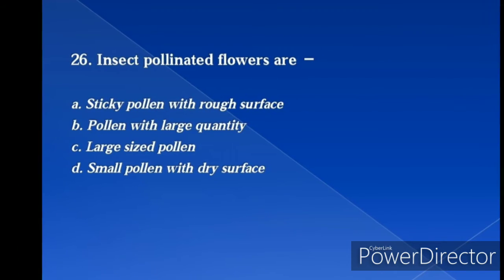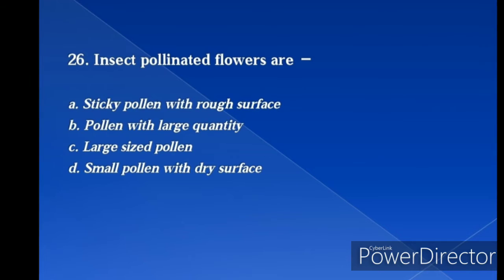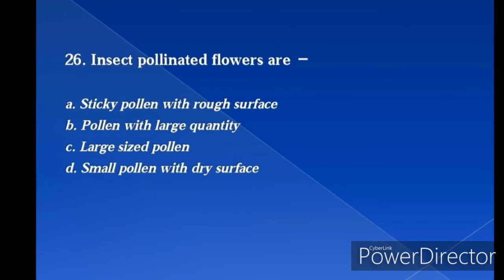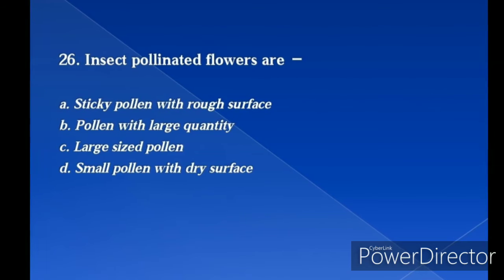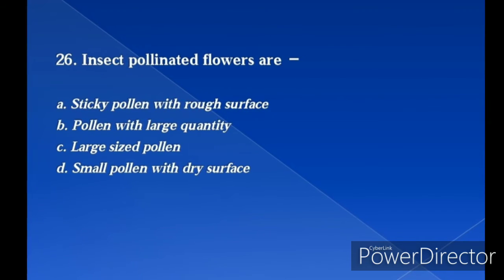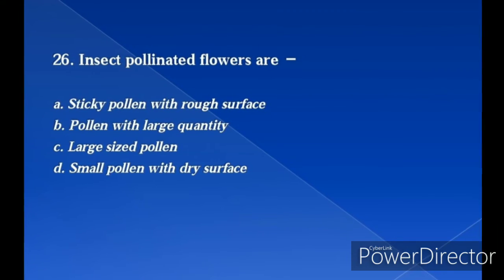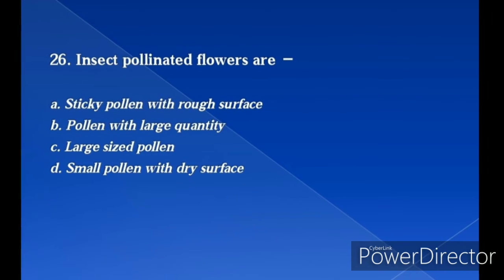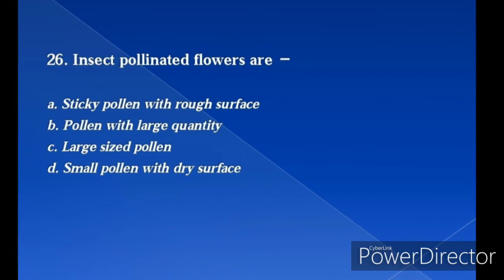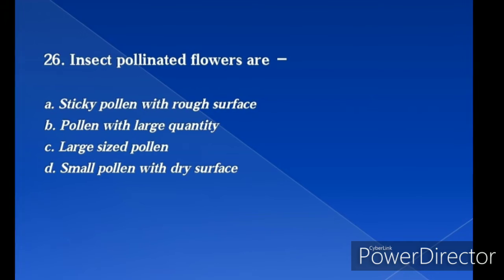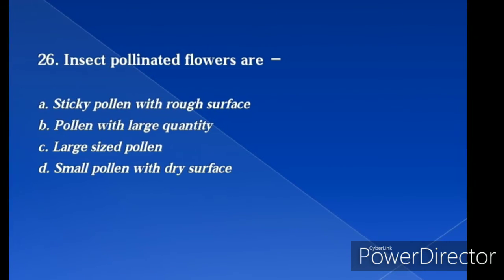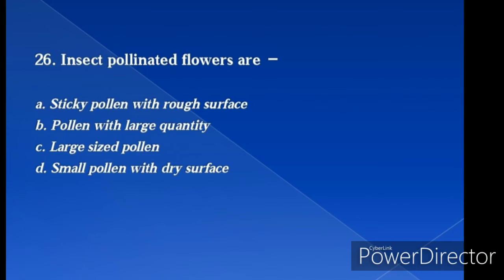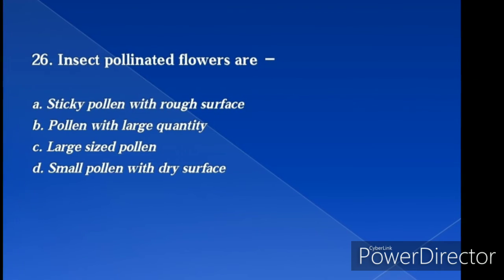Insect pollinated flowers have option A, sticky pollen with rough surface. Option B, pollen with large quantity. Option C, large sized pollen. And option D, small pollen with dry surface. Here the answer is option A, sticky pollen with rough surface. See, insect pollinated flowers have sticky pollen with rough surface. Due to this feature, these pollen grains are attached to the insect's body parts very easily.